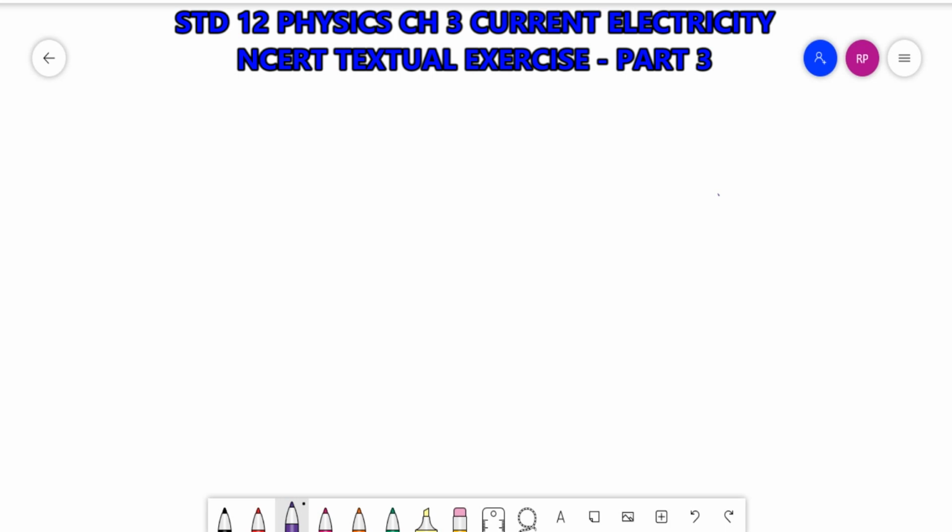Students, welcome back. Today we'll continue with the NCERT exercise part 3 of chapter number 3, that is current electricity. Till now we had completed till question number 3.8. And today let's begin with 3.9.